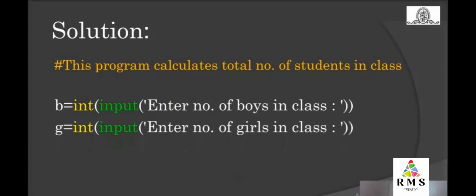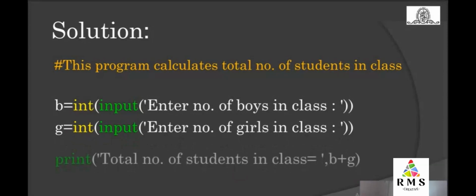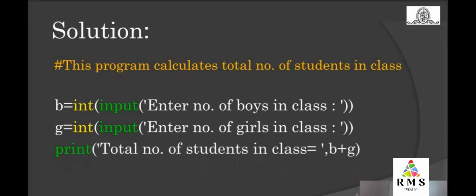Similarly, number of girls will be stored in G, and without using any other variable, I will be able to print the total number of students in a class by directly adding them and printing the addition. So print total number of students in class, comma, B plus G. We can use it directly also. And very important thing, just do not forget to add single inverted quotes so that this string will be printed as it is and it will print the result over here.